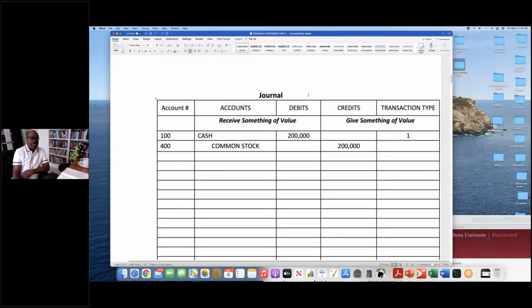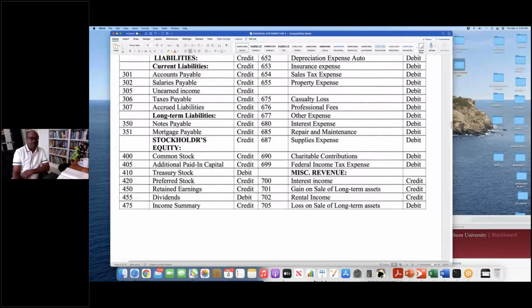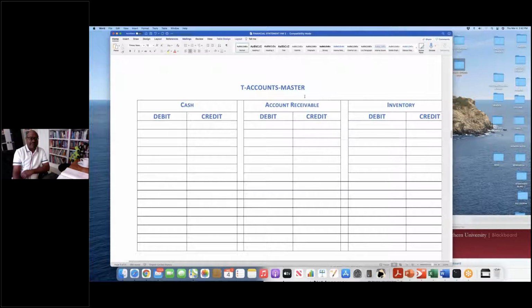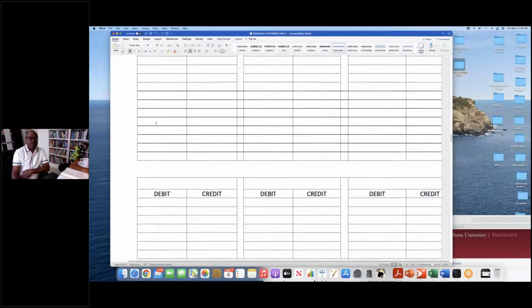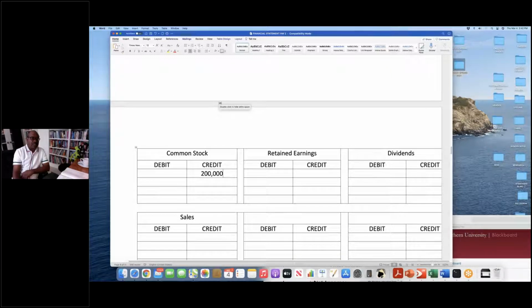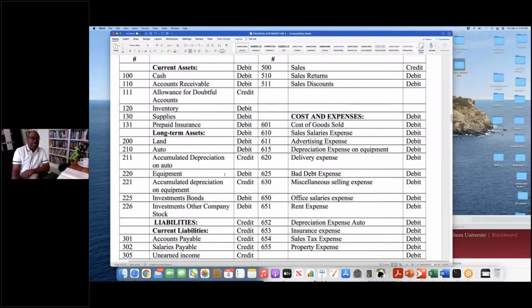And how are we going to post those? Cash with 200,000 in debit and common stock with 200,000 in credit. Does everyone see that? If it's a debit in the journal entry, it's a debit in the T account. If it's a credit in the journal entry, it goes on the credit side. Okay.